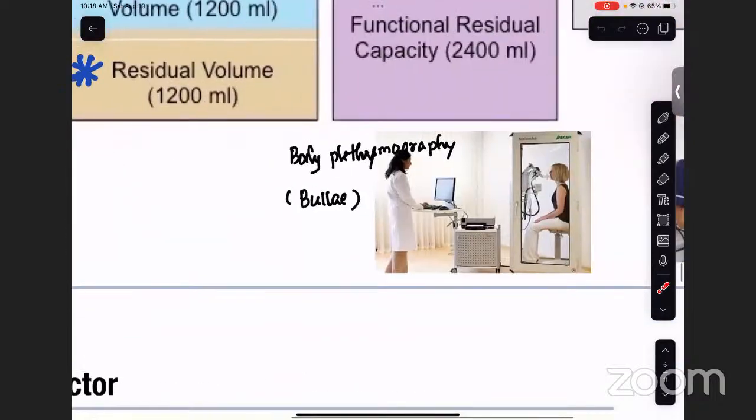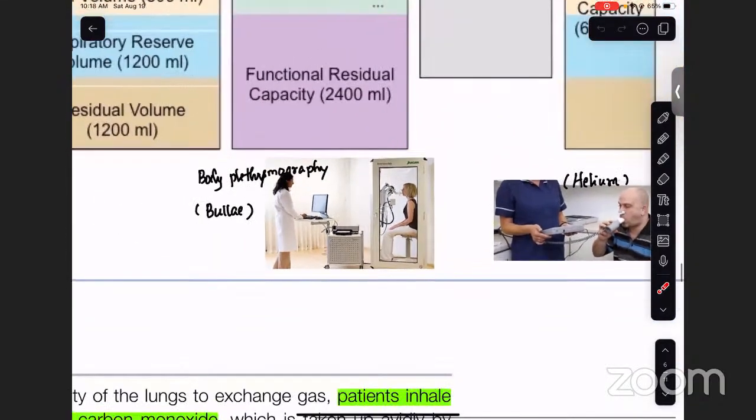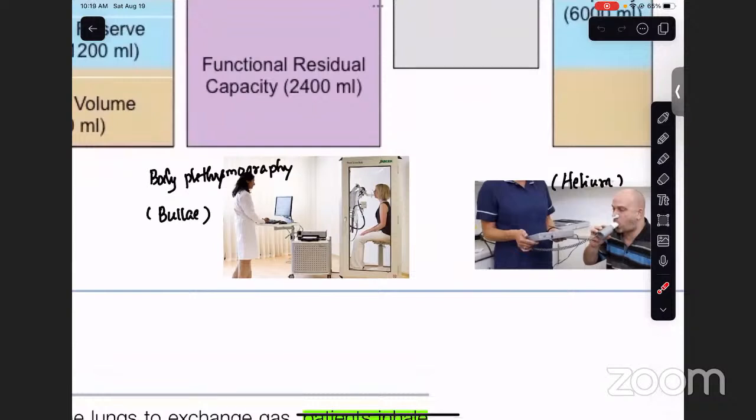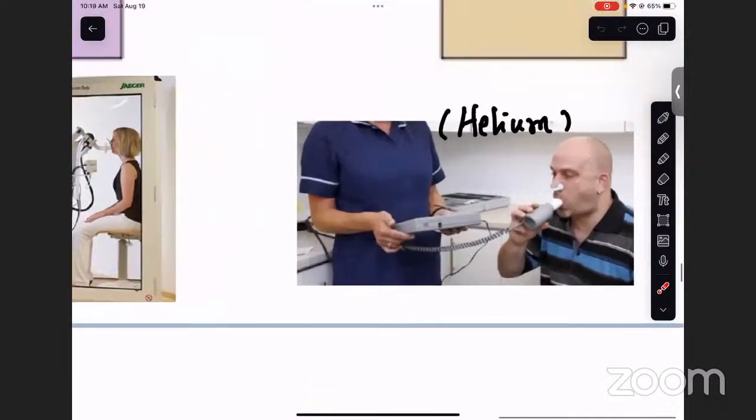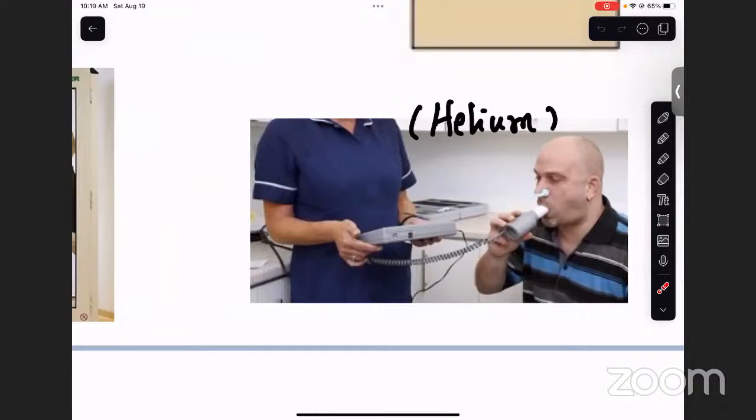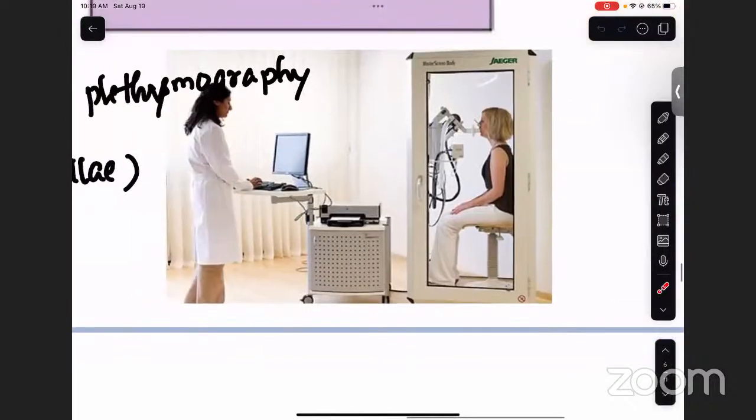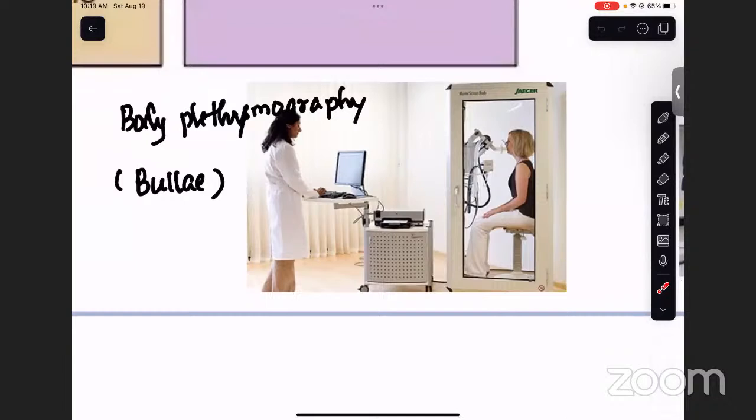Okay. And here, these are the methods of pulmonary function test, like spirometry and body plethysmography. Here, you can see the method of spirometry using helium gas. It's very simple. You blow out into the machine, and the machine will detect volumes, capacities, as well as residual volume and vital capacity.